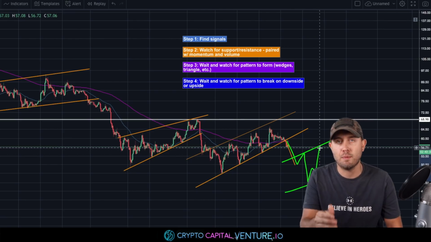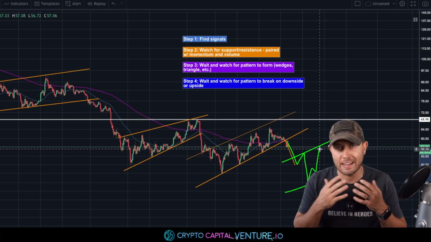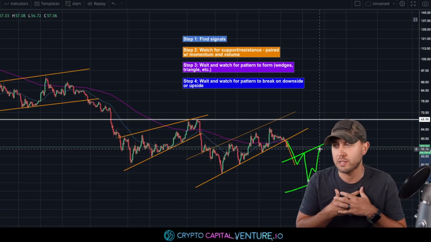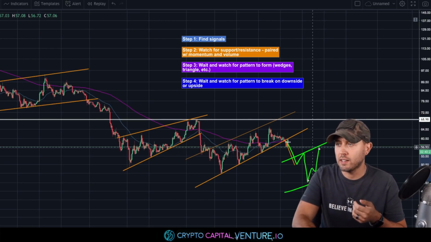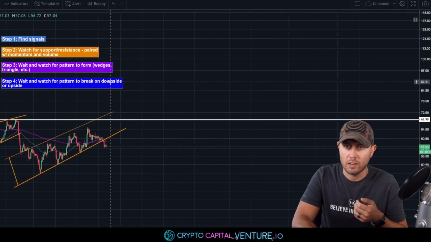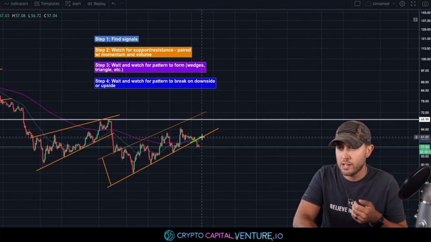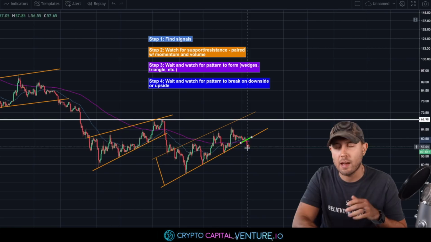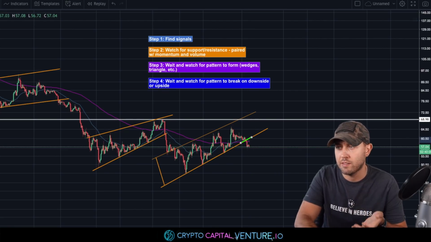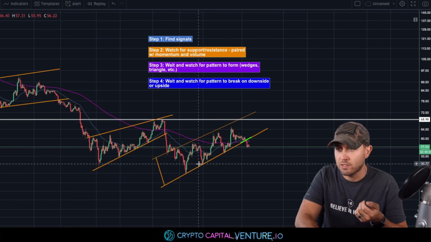So it could be something like that. But we have to be patient, and we have to wait for these patterns to form before we can start getting comfortable. And that's just my approach to it. I don't like accumulating in areas like where we are right now at all. I just don't. I don't feel comfortable with it. We just broke the bottom of this wedge. Now isn't a time where I'm going to say, hey, I'm going to accumulate while we're at $57. I like accumulating in areas like this, right?